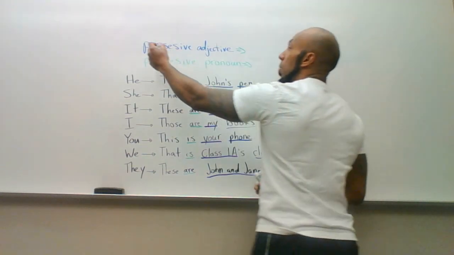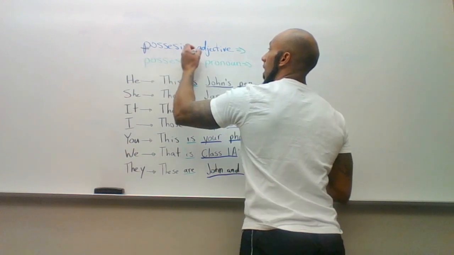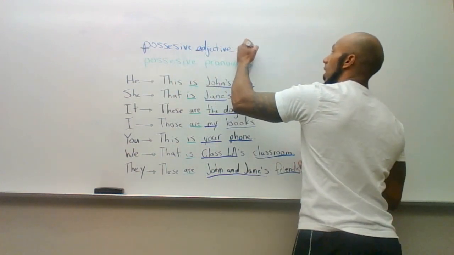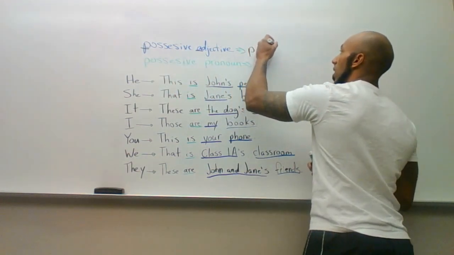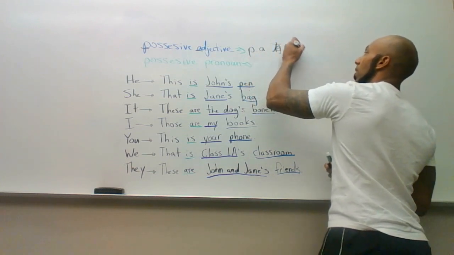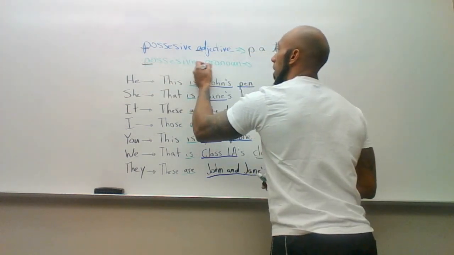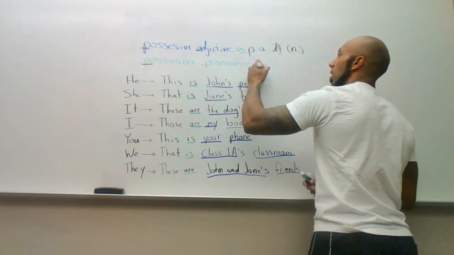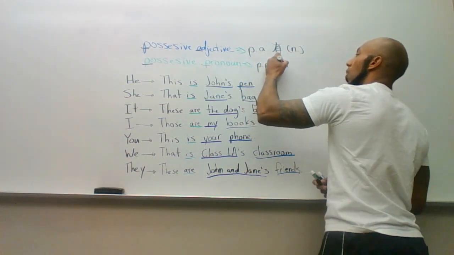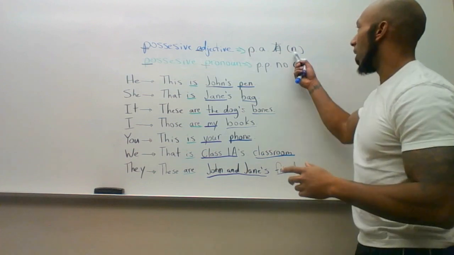Okay, so possessive adjective is P and A. So I say P-A, yo now, and possessive pronoun is P-P. So I say P-P, no, noun. Now remember the N stands for noun.